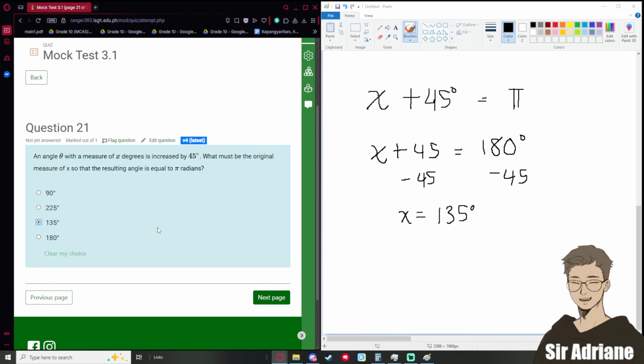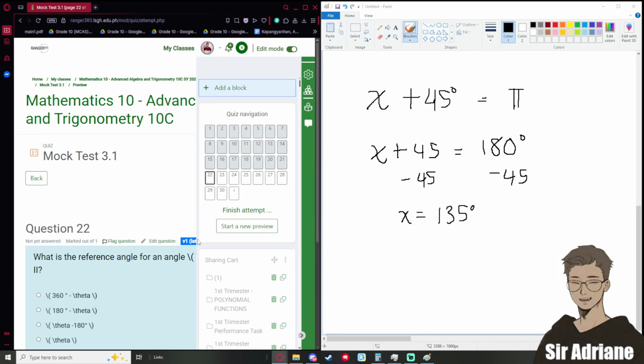And that is the correct answer. And that is true, no? Again, if we increase 135 by 45 degrees, we'll get 180, which is equal to pi radians. Our answer is correct. 135.